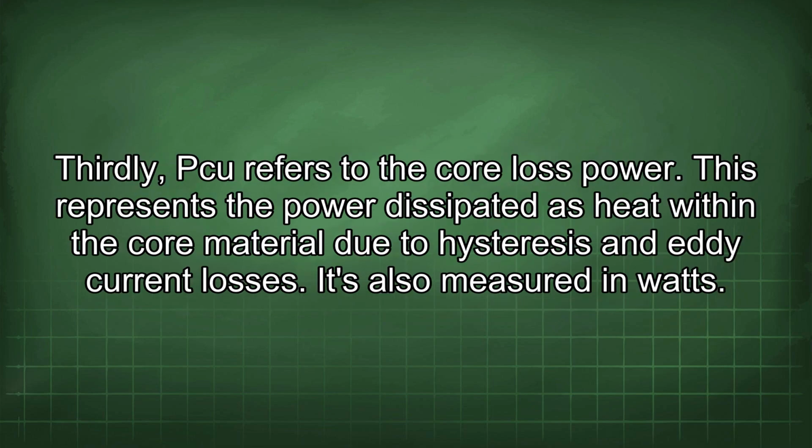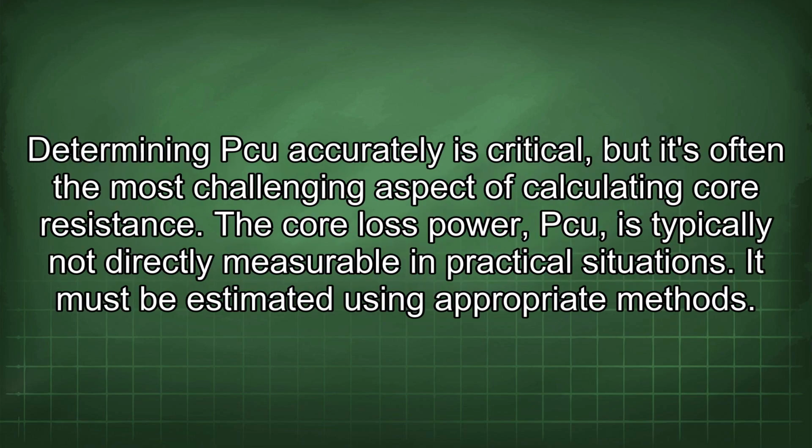Thirdly, PCU refers to the core loss power. This represents the power dissipated as heat within the core material due to hysteresis and eddy current losses. It's also measured in watts. Determining PCU accurately is critical, but it's often the most challenging aspect of calculating core resistance. The core loss power, PCU, is typically not directly measurable in practical situations. It must be estimated using appropriate methods.